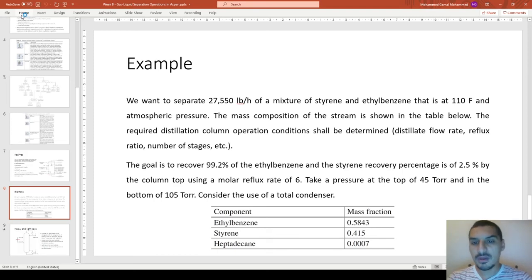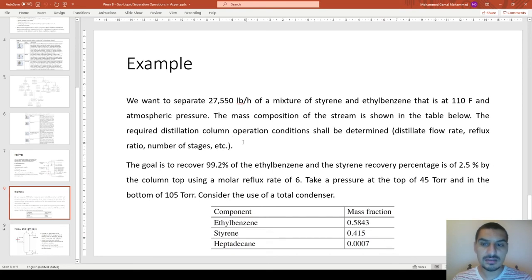Hello everybody. So we're gonna start with this example as the first gas-liquid separation example by distillation. We briefly discussed this example in the previous video, and we mentioned that we want to separate a mixture of ethyl benzene, styrene, and heptadecane. We know the feed conditions: the flow rate, the temperature, the pressure, and the compositions here.